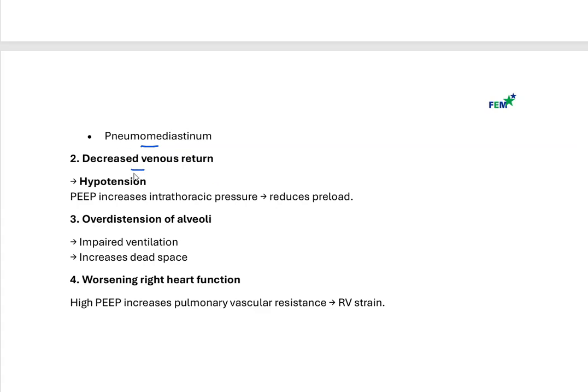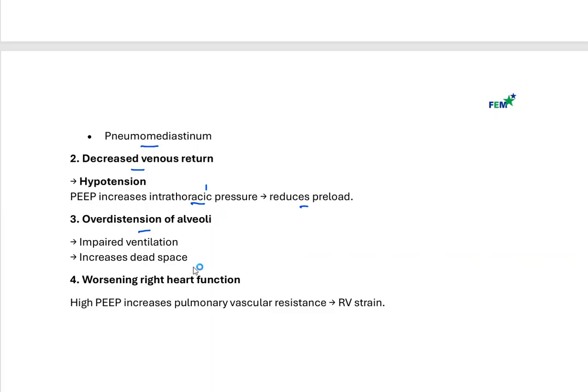So if the PEEP is too high, that could lead to increased intrathoracic pressure, and that could decrease the preload, right? And that could lead to hypotension. Also, overdistension of the alveoli could impair ventilation, and that could increase dead space in those patients.